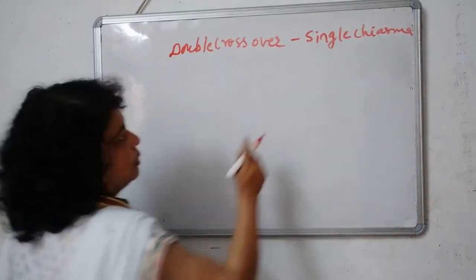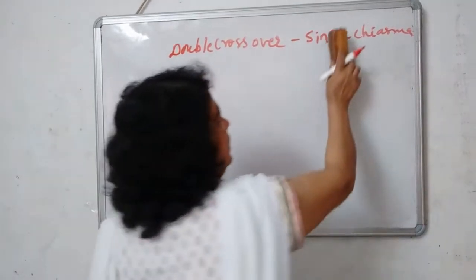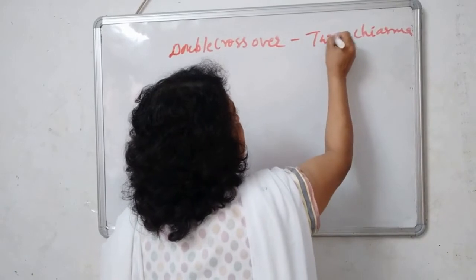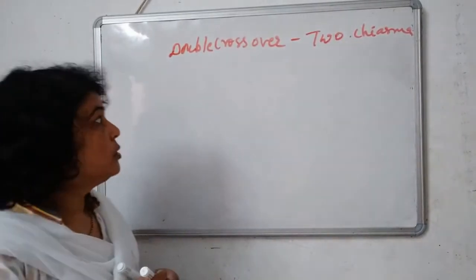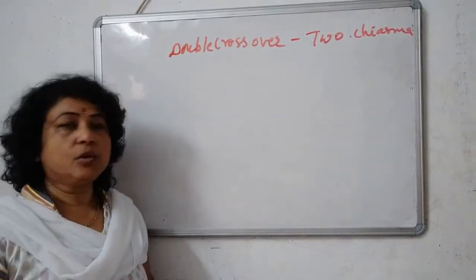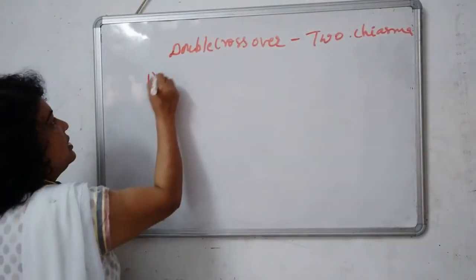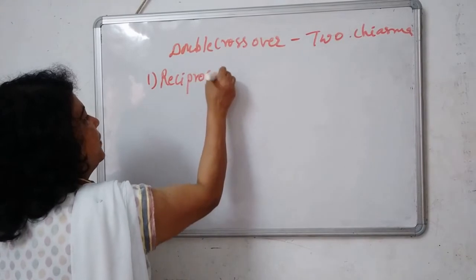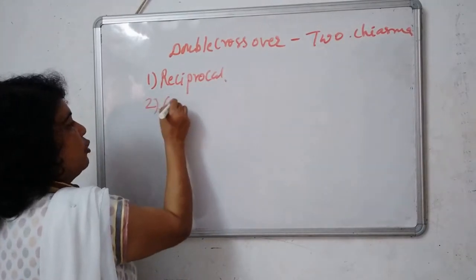The double crossover, where instead of the single, two chiasmas are produced. So this double crossover is of two types. The one is reciprocal, and the second is complementary.